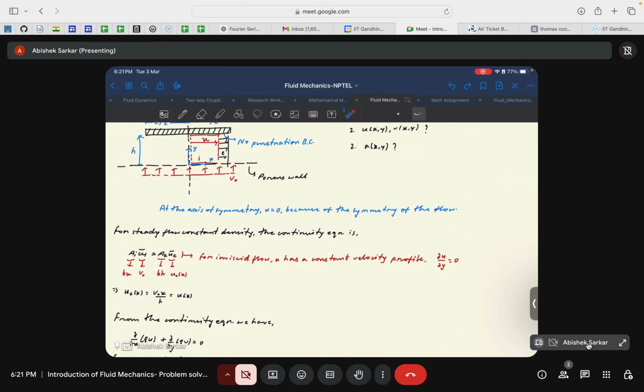And more or less, for most of the problems, you know at least one of the velocity components. Okay, that simplifies the problem. So the other velocity component you can find using these governing equations. Okay, which we will do the same thing here.